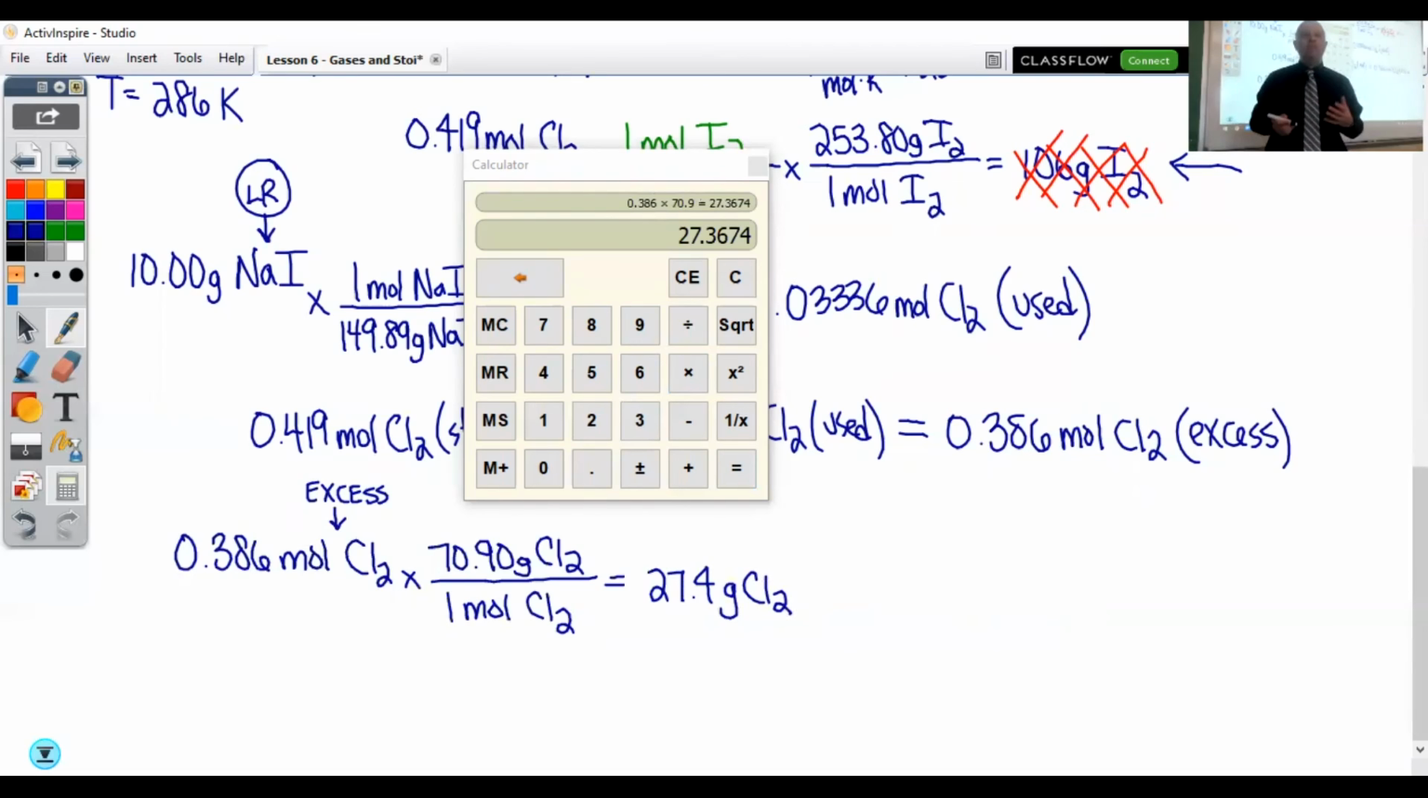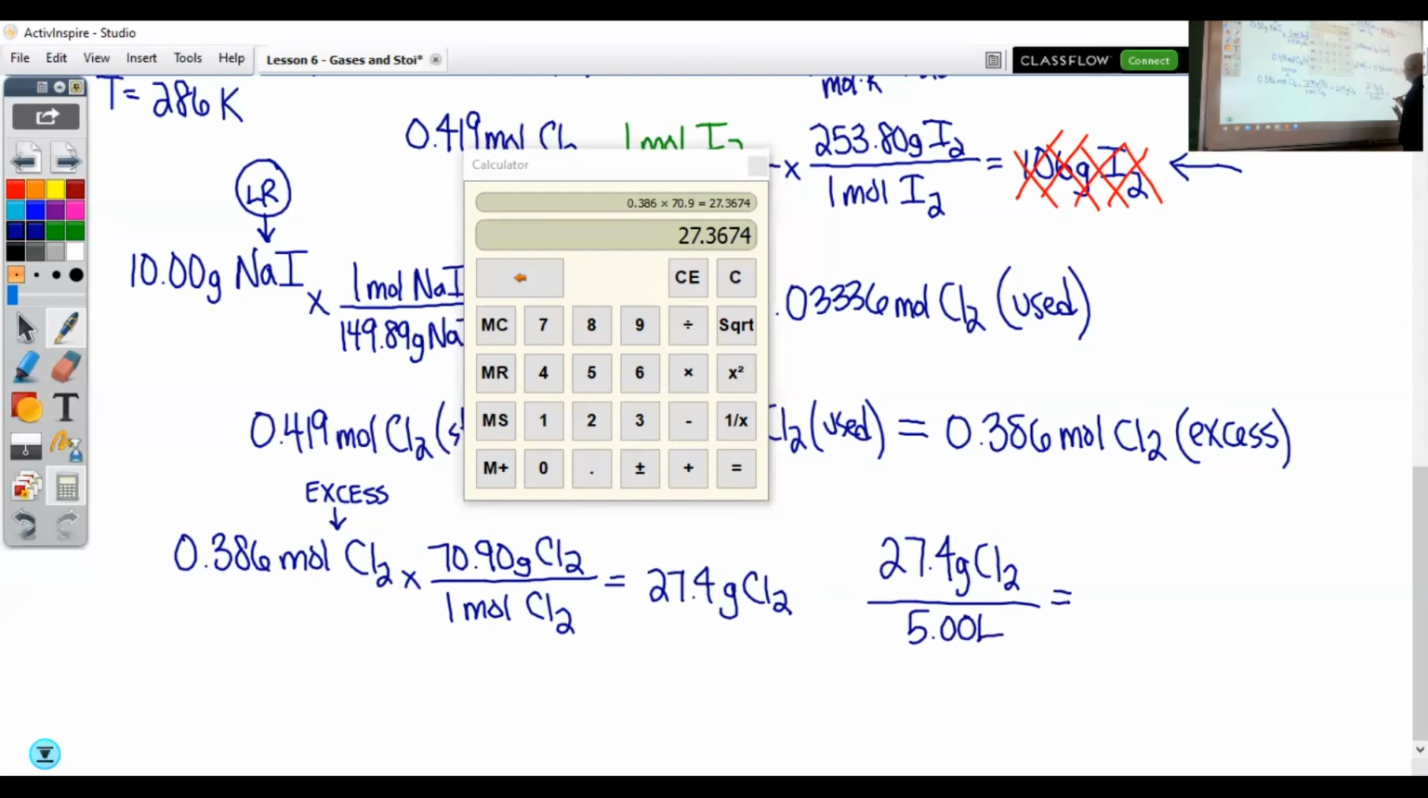Now, if you remember the formula for density, density is grams or mass divided by volume, which they give us in the problem. Remember, the container is not changing size as a result of this. So we're going to take our 27.4 grams of Cl2. We're going to divide it by our 5.00 liter container. We will get our density, which is equal to 27.4 divided by 5, 5.49 grams per liter.